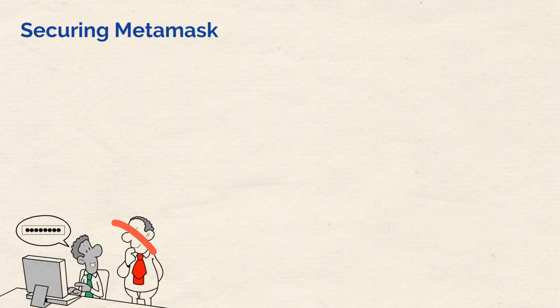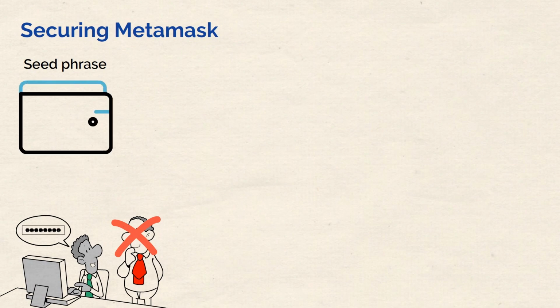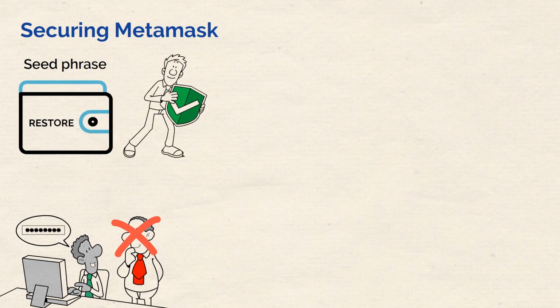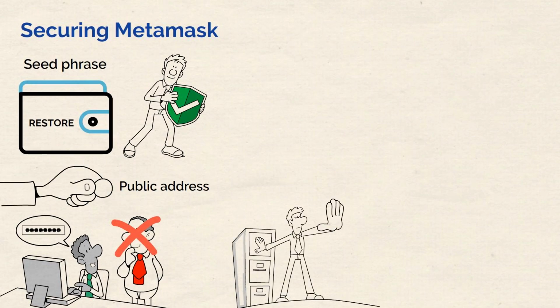Step 5. Securing your Metamask wallet. The first and perhaps the most important security tip is to never share your seed phrase with anyone. As stated, your seed phrase can fully restore your wallet, granting full access to it. If someone wants to send you crypto, they just need your public address only. If they ask for your seed phrase, they should never be trusted.